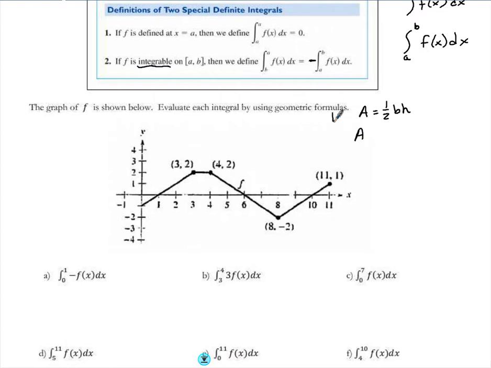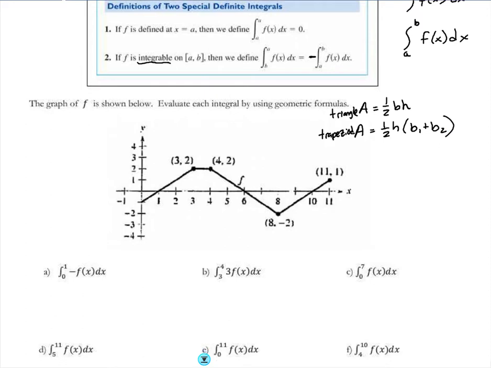Trapezoid. Area of a trapezoid is 1/2 height times base 1 plus base 2, where base 1 and base 2 are obviously parallel to each other. So we're going to look at these different integrands, and we're going to use our geometric formulas to simplify and solve these types of functions.